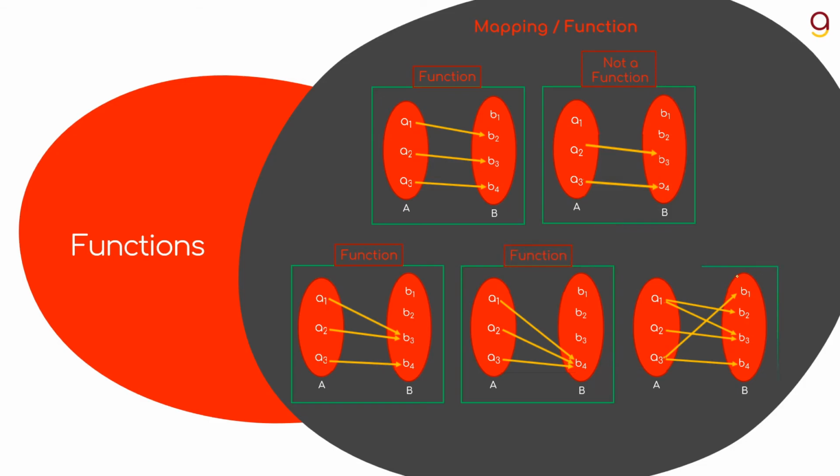Now let's see this arrow diagram. Here, in this arrow diagram, the element A1 of set A is associated with 2 elements, that is B2 and B3 of set B, and element A3 of set A is also associated with 2 elements of set B, that is B1 and B4. So, each element of set A does not have a unique image in B. Therefore, the given arrow diagram does not represent a function, or you can say a mapping.